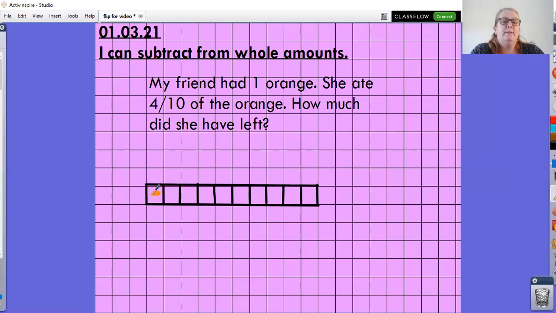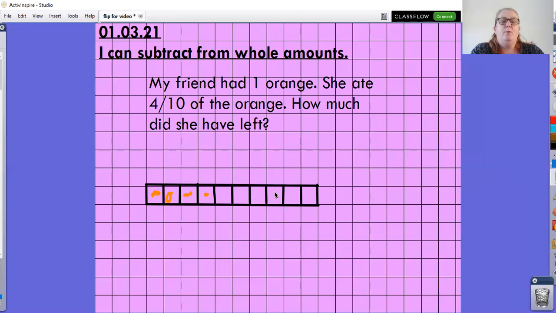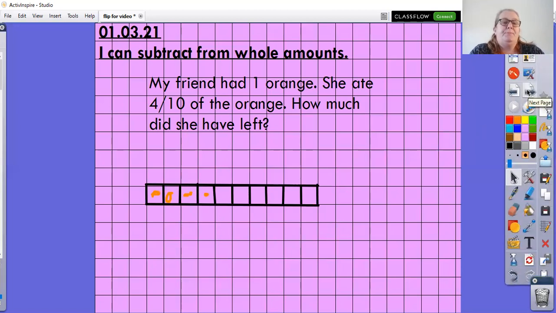So 1, 2, 3, 4. They're the 4 that she has eaten. And then I can very quickly see I have got 1, 2, 3, 4, 5, 6 parts of the orange left. So therefore I have 6/10 of the orange left. So by drawing it out, I can see really clearly what the question's asked me to do.